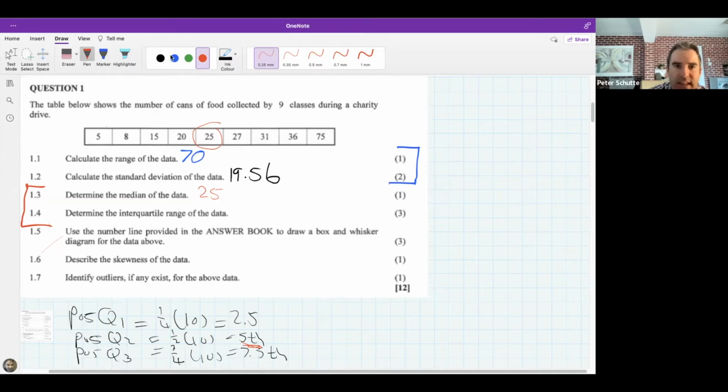So the Q1 value is going to be position 2.5. So that's going to be halfway between here and here. And then the Q3 position is 7.5. So it's going to be halfway between here and here. So I need to average out the values to get each of these. So Q1 should be 11.5. And Q3 should be 33.5, which makes my IQR just Q3 minus Q1, so that should be 22. So IQR should be 22.